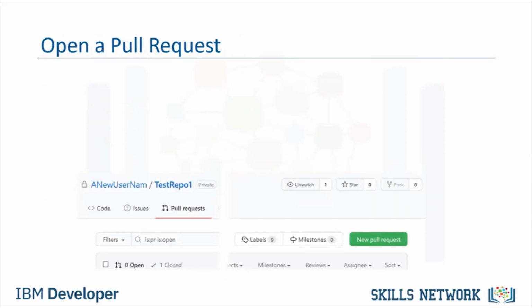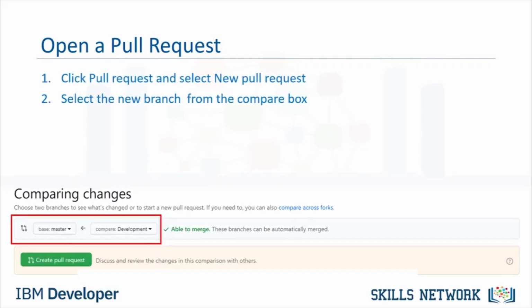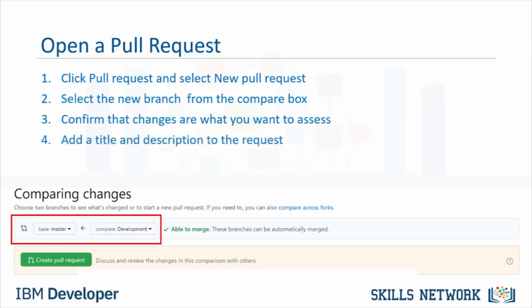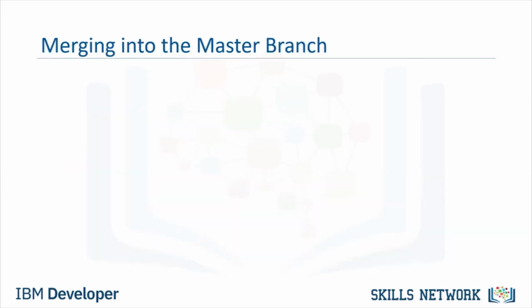To open a new pull request, click Pull Request and select New Pull Request. Select the branch from the Compare box. Scroll down to view the changes. Confirm that the changes are what you want to assess. Add a title and description to the request. Click Create Pull Request.